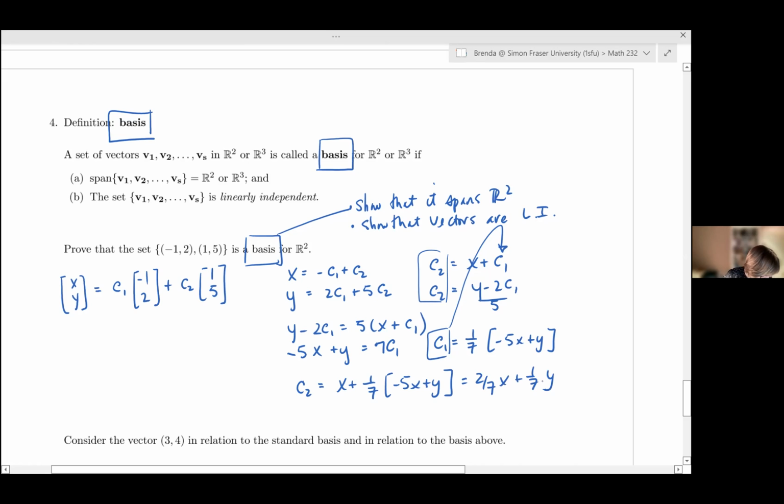Okay, let me just rewrite that out. So what I'm imagining is I take any point in the plane, X, Y. And then I'm asking, can I find C1 and C2? And I'm saying, yes, you can. You give me any X, Y, and I will tell you, use C1 equal to this, and use C2 equal to this.